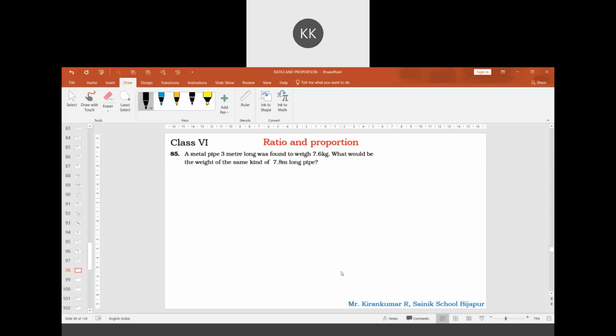A metal pipe 3 meter long was found to weigh 7.6 kg. What would be the weight of the same kind of 7.8 meter long pipe? It's clearly the unitary method. How do we find? What is the weight of 1 meter long pipe? It's 7.6 divided by 3. Let me not cancel that. At the end, I will simplify.